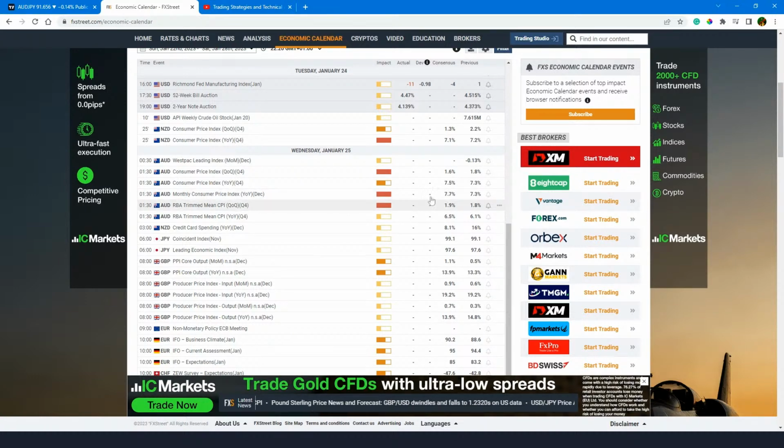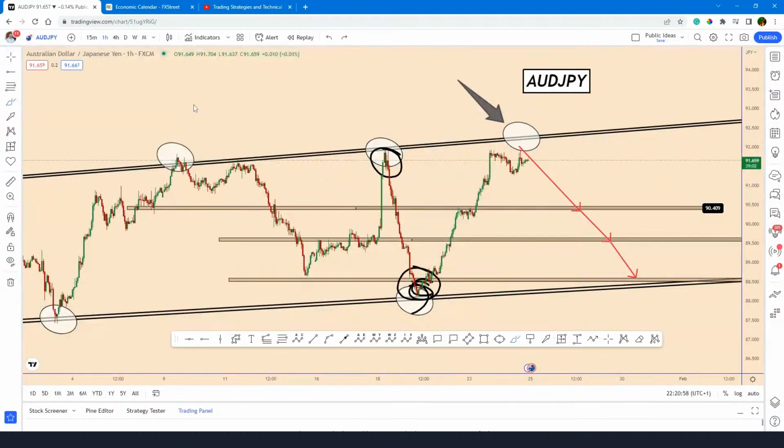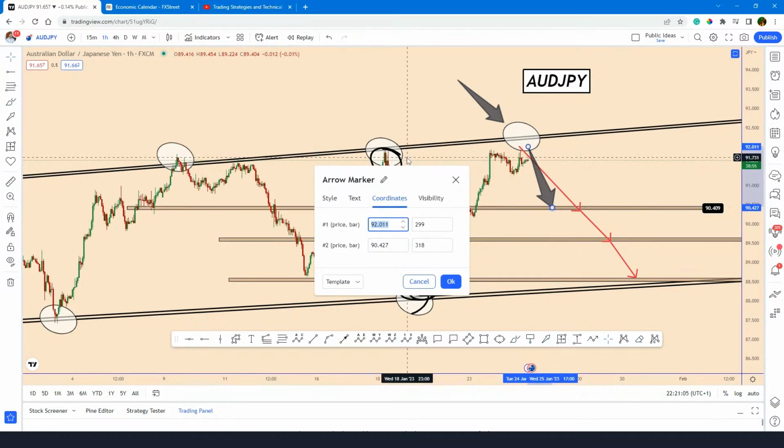But if consumer price index is going to slow down, the CPI data, then probably Australian dollar is going to be weak. If this is going to come lower, not 7.7, but let's say at least 7.3 or 7.2, this may confirm the trading scenario, the bearish scenario that we are looking at right now.